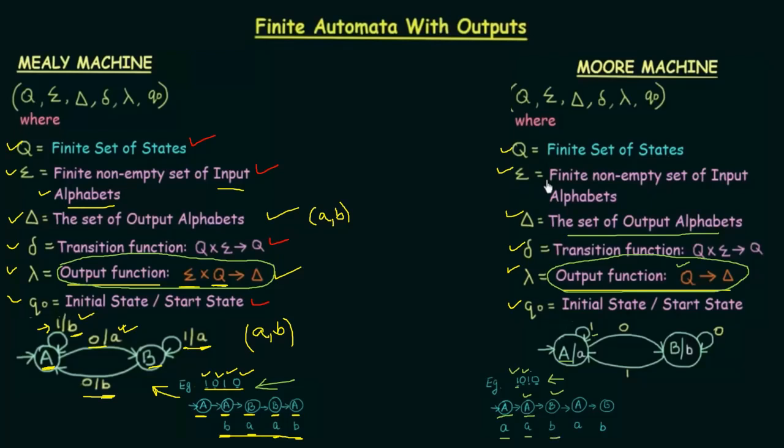Then again I am applying 1, so if I am applying 1, there is a small mistake in this diagram actually. This is actually wrong. This is 1 and this is actually 0.